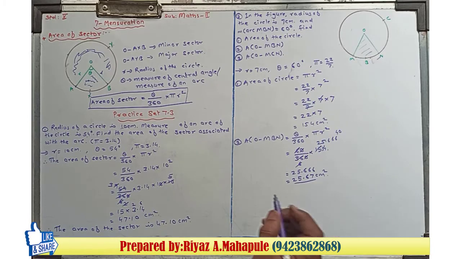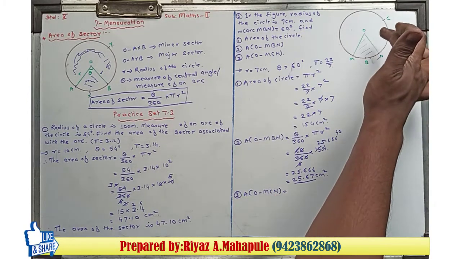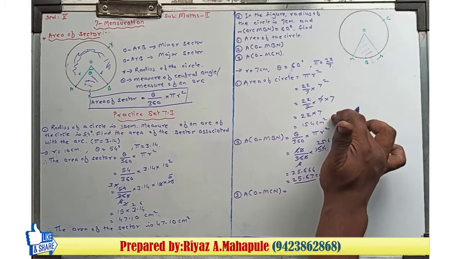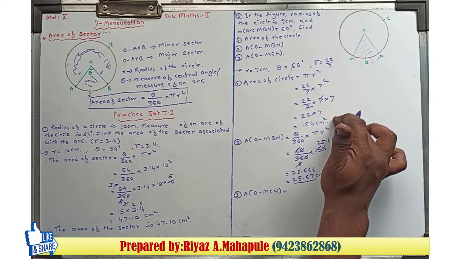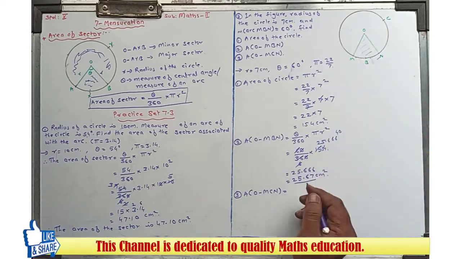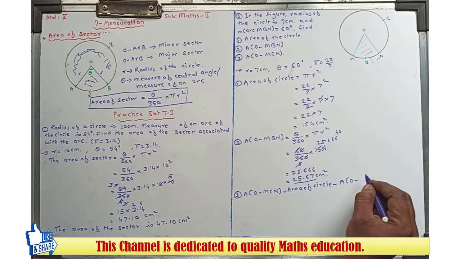ये minor sector का area हुआ. Now third one is area of major sector, that is O dash MCN. MCN is equal to, अब major sector का area कैसे मिलेगा? So first, we already calculated this area of circle. So area of circle में से ये minor sector का area क्या करेंगे? Minus करेंगे. So it is area of circle minus area of sector O dash MBN.